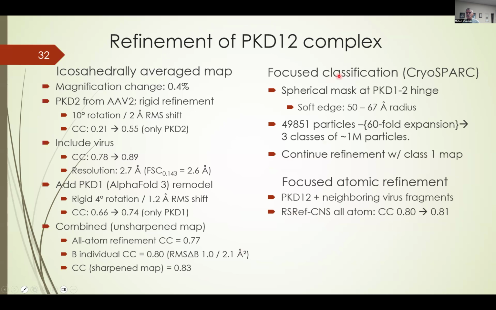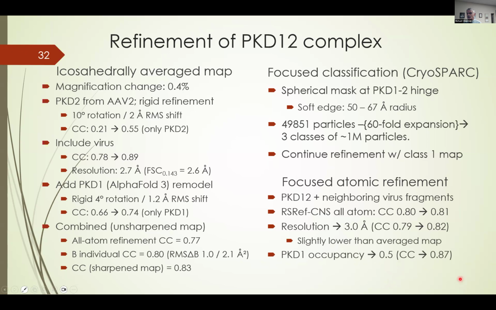So it was at this point that we'd managed to do the focused classification now that we knew where to put the mask. And so we pick up now with refinement into the focus region, the mask area. And so now what we're able to do is refinement of the receptor plus the neighboring bits of virus that happen to be within that spherical mask. And the correlation coefficient improves slightly to 0.81. The focused reconstruction is of slightly lower resolution. When we refined it, the resolution went down from 2.7 to 3.0 angstrom.